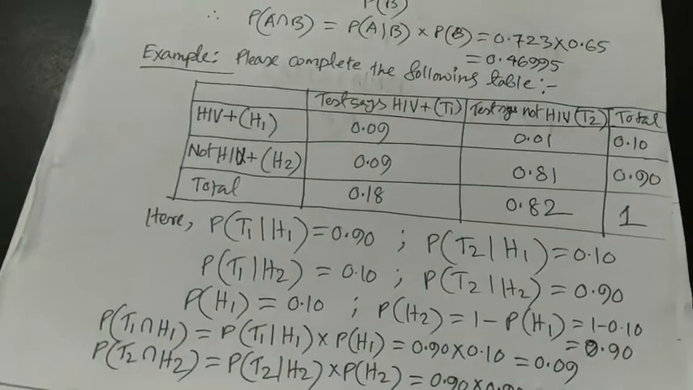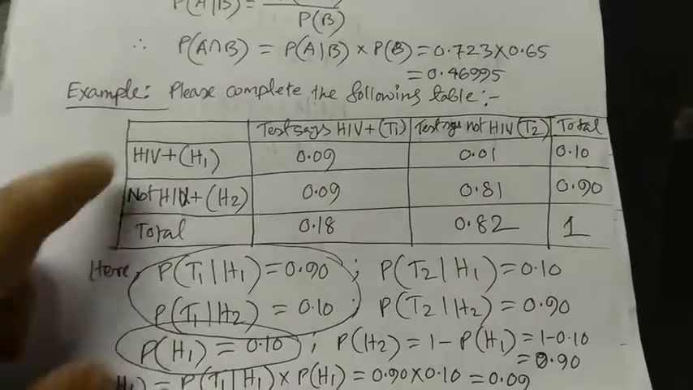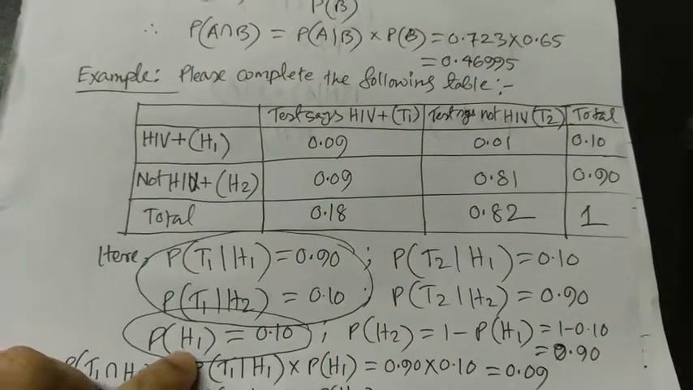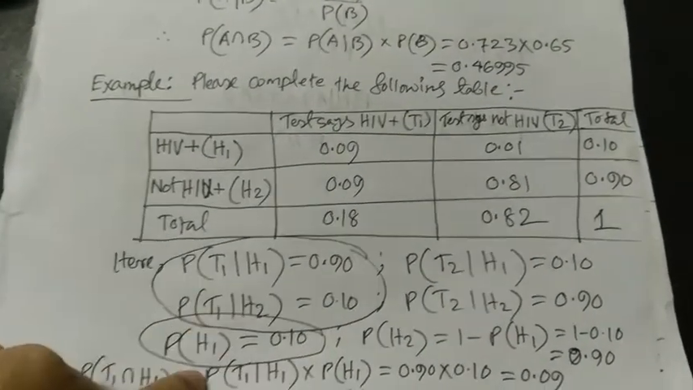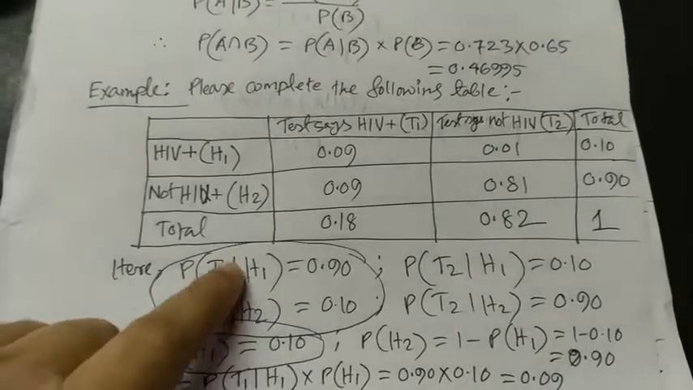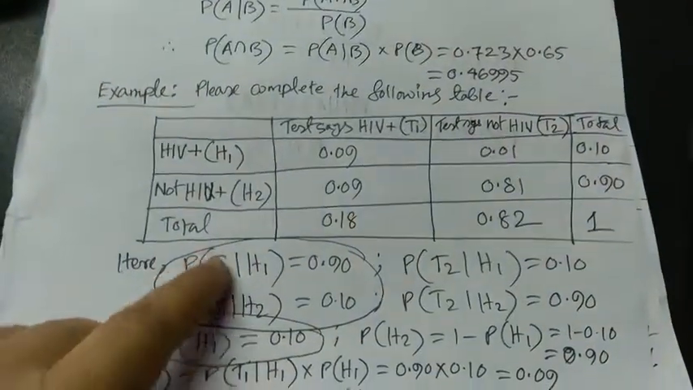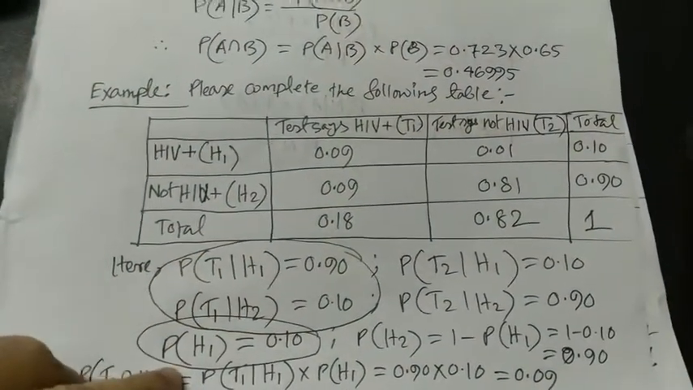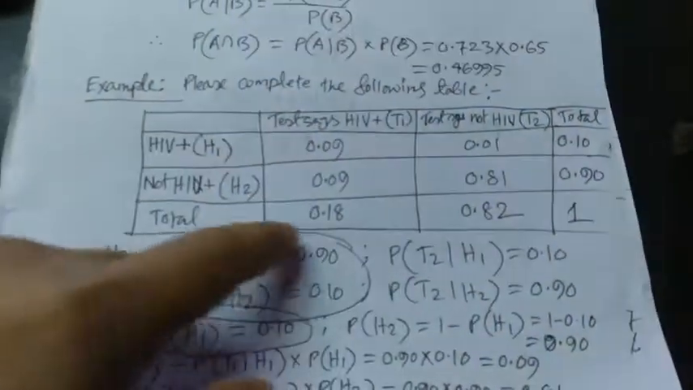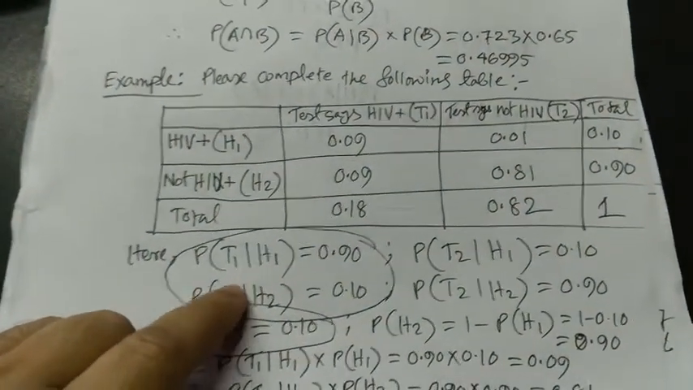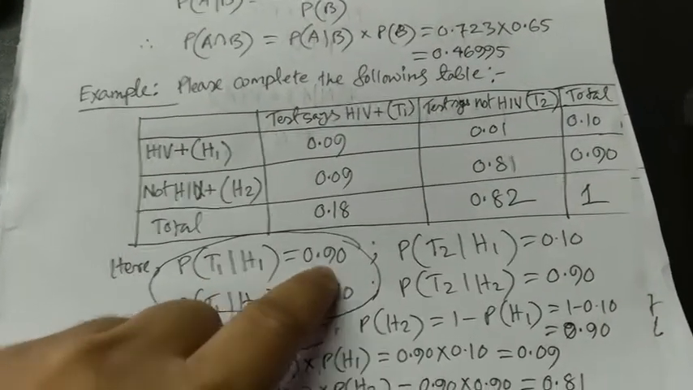Here in this example, you will get only these three pieces of information available. So using these three pieces of information, you have to fill out the full table, right? Using only these three pieces of information, the circled ones, you have to fill out the full table. The first one is saying that probability of T1 given H1 is 0.90.